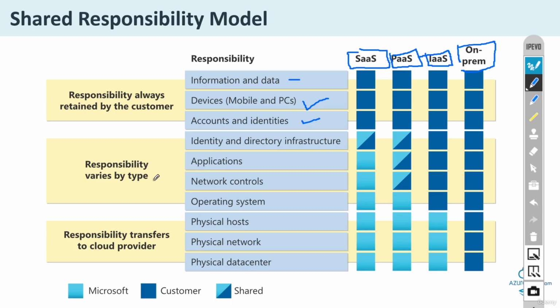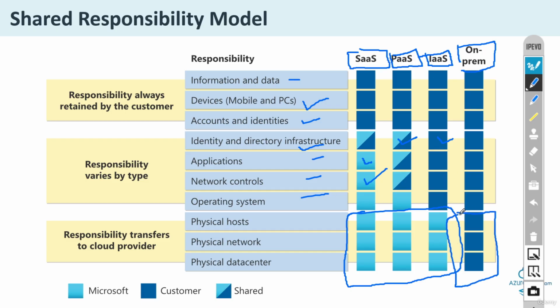When it comes to responsibility that varies by type: the identity and directory infrastructure, applications, network controls, and operating systems. In SaaS, mainly, it is covered by Microsoft Azure, which is a SaaS-based platform, and the customer also has some control on platform as a service, while infrastructure as a service is completely controlled by the customer. Similarly, the responsibility transfers to the cloud provider: physical host, physical network, physical data center. Maximum are governed by Microsoft Azure. Only the on-premises work is covered by the customer.